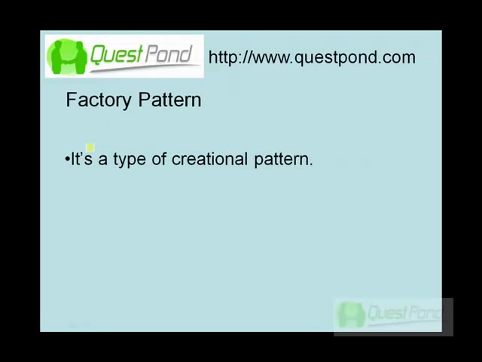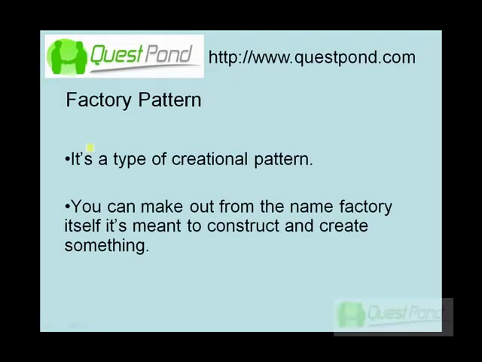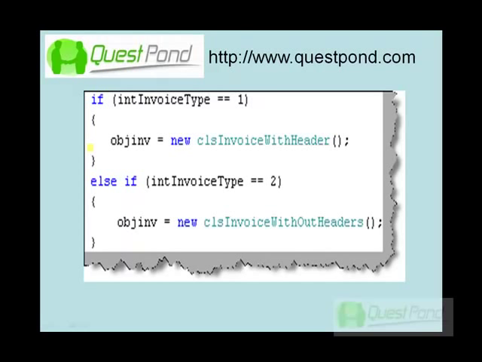So the first thing, factory patterns belong to the creational pattern category. It helps us to solve problems revolving around the architecture of creating objects. We'll try to see what exactly are the problems revolving around creating objects from the architecture point of view. As the name suggests, it's a factory, so it constructs and creates something. So basically over here it helps us to create objects.